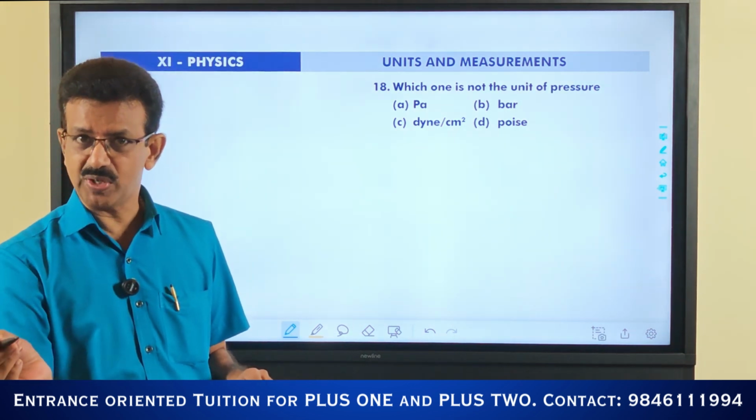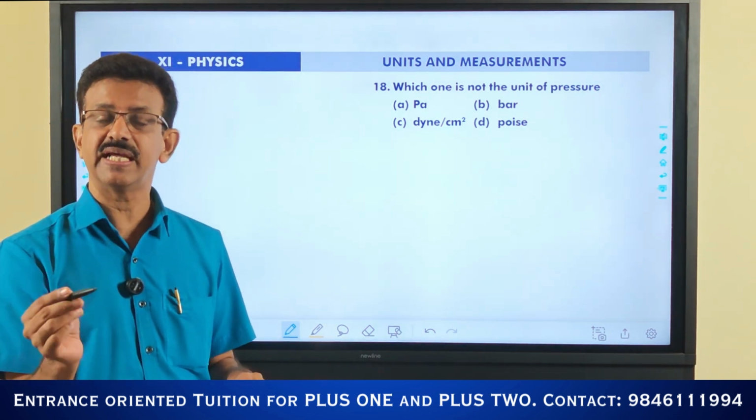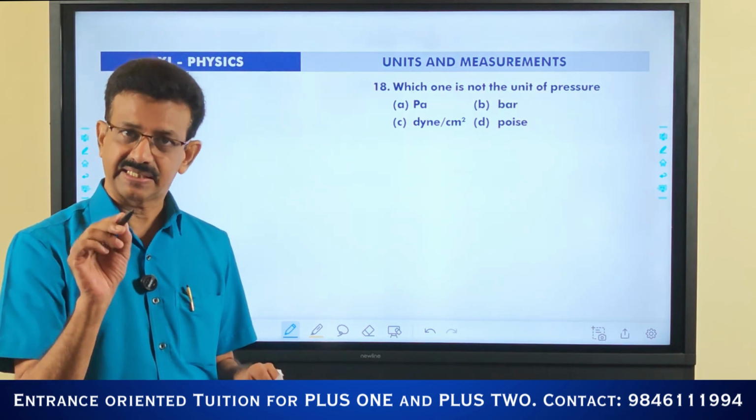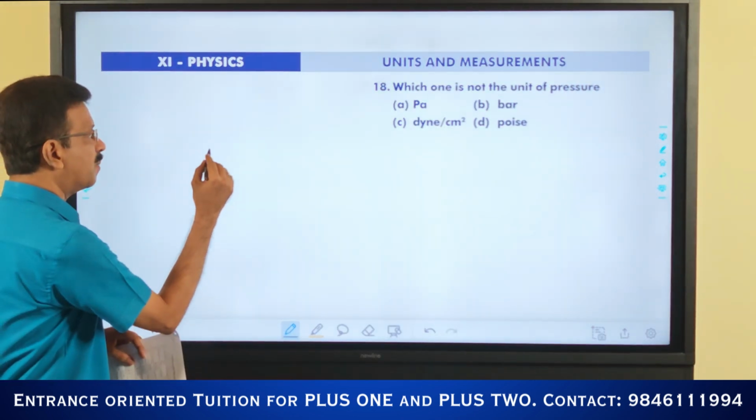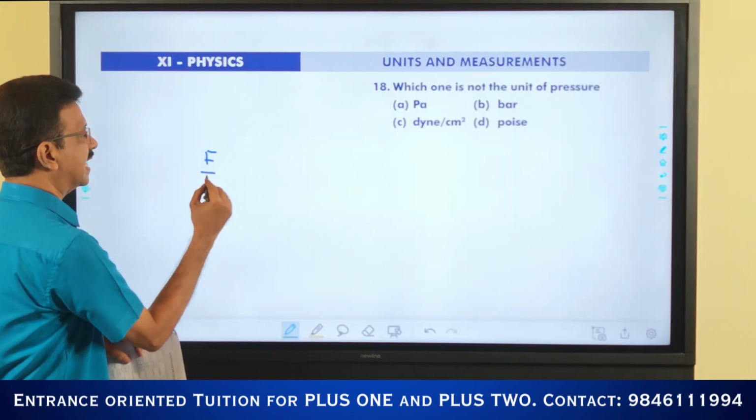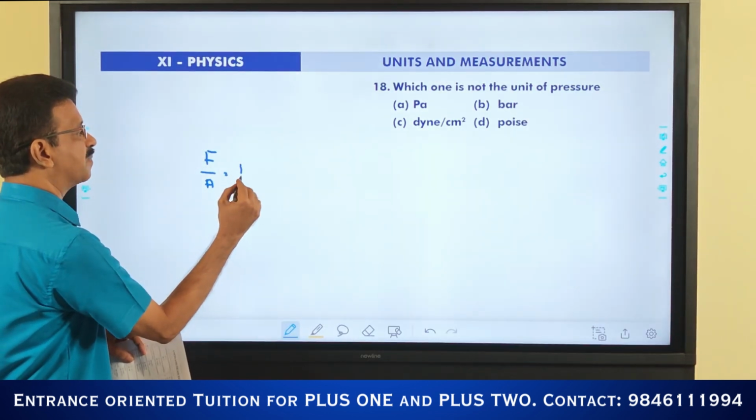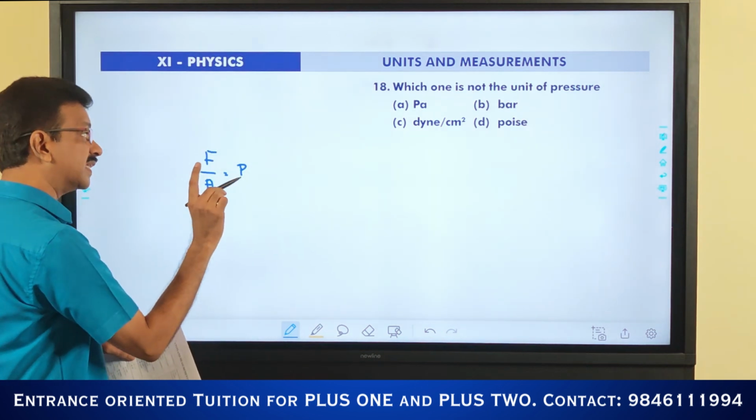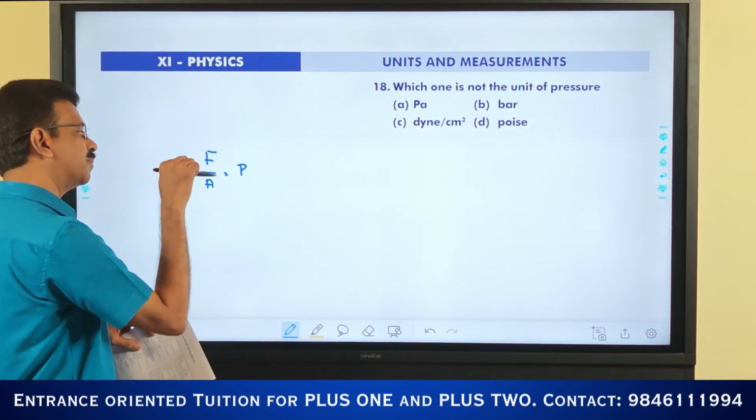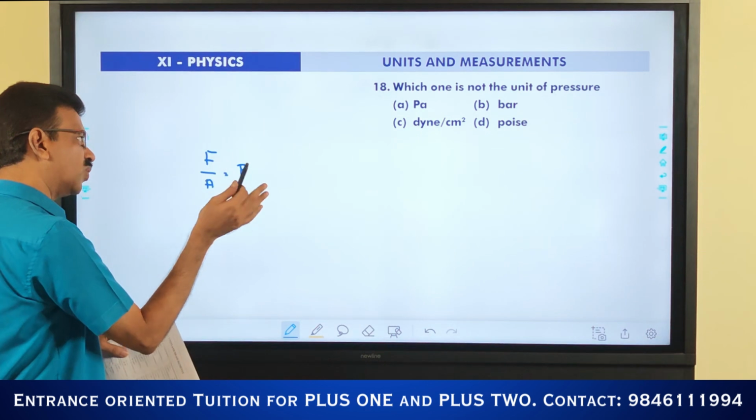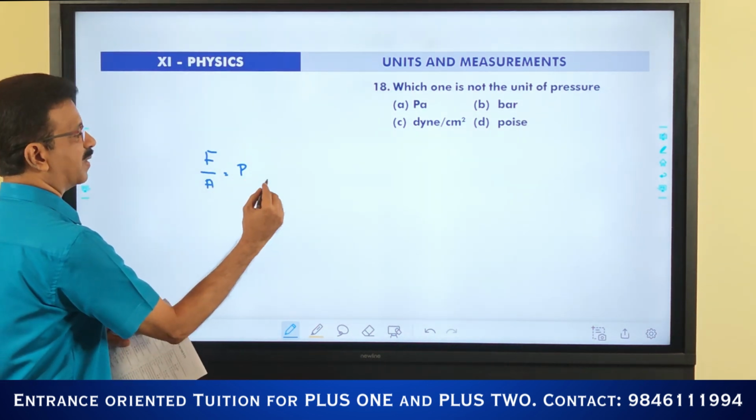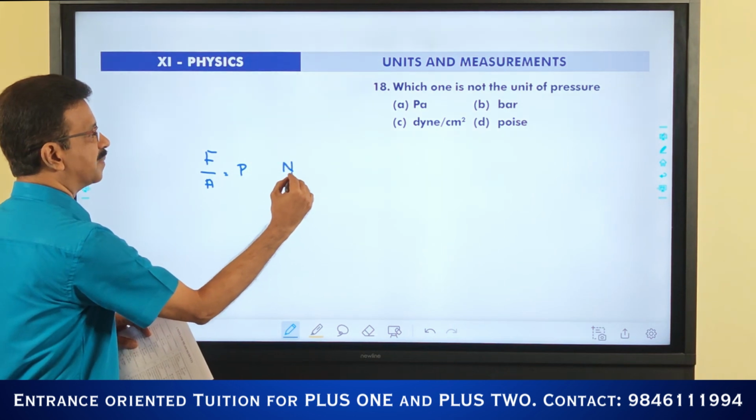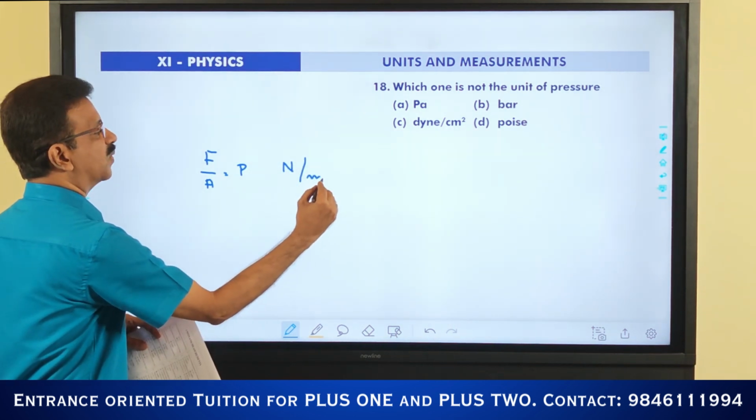Normal force per unit area, or thrust per unit area, gives the pressure. Therefore, the SI unit of pressure is normal force by area. Normal force is called thrust, so we can write thrust by area. Both thrust and force have the same unit. Therefore, the SI unit of pressure is Newton per meter square.